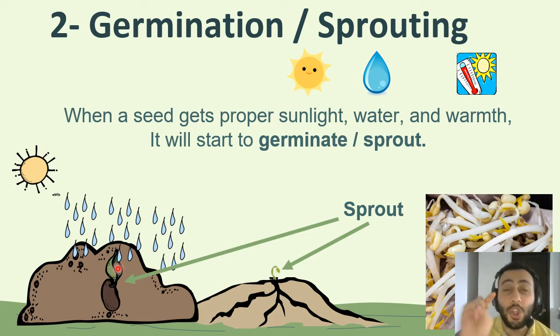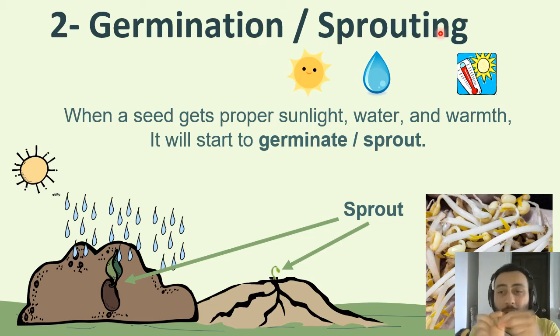And guys, you actually eat sprout. This is also sprout. You see, this is the seed and whoop, this is the sprout. And sprouts are delicious. When you eat pad thai, there is sprout. When you eat noodle, you eat sprout too. So this is called germination or sprouting.